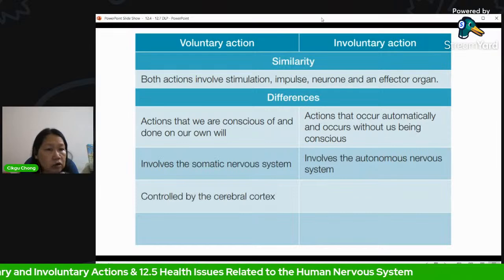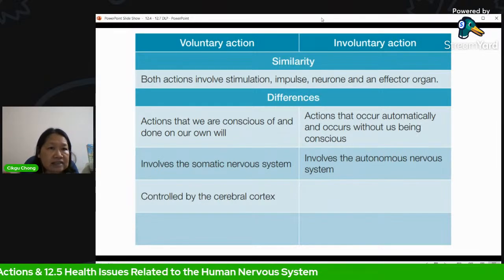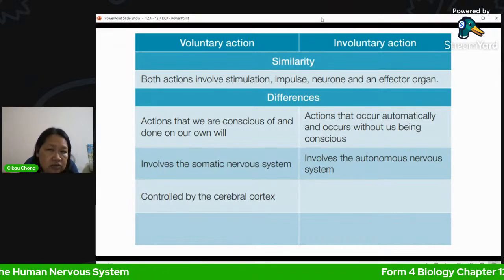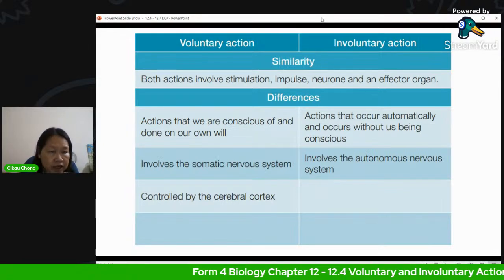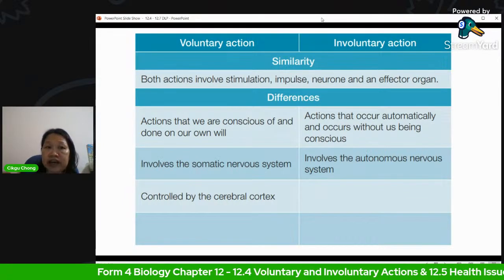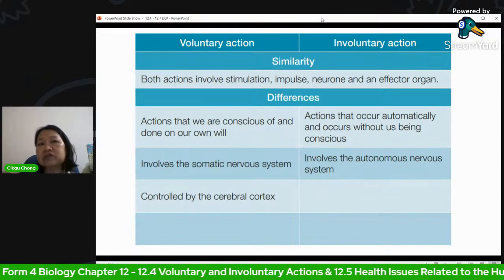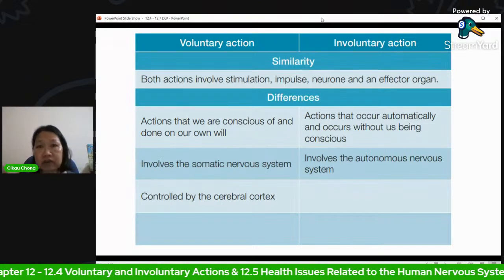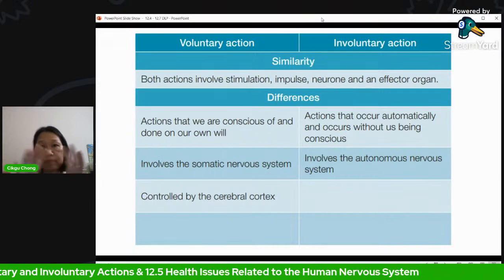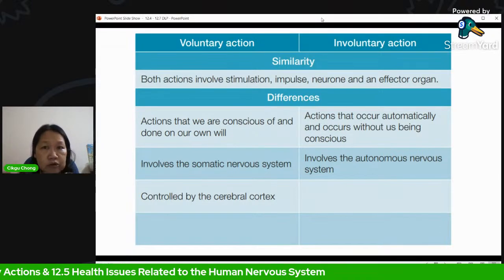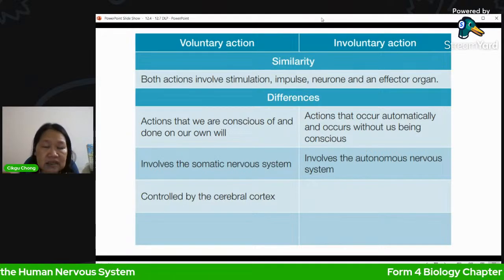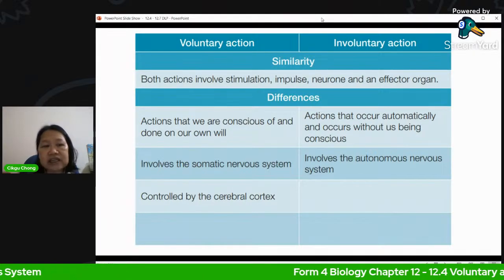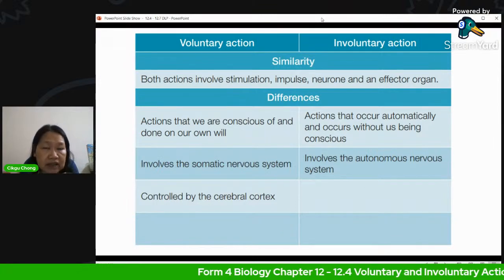Next one, where we can compare: which center? Which is the part of the brain or part of your CNS, your central nervous system, that controls all these voluntary actions? The center for the voluntary action is in the cerebral cortex. That means the big part of the brain. Remember the part of the brain that looks highly folded, that is the cerebrum. So that is called the cerebral cortex. You can just say controlled by the cerebrum. It's the same meaning.